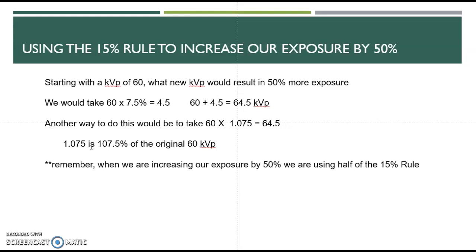Another way that you can do this is to take 60 times 1.075, and it would automatically come up with the 64.5. Whichever way is easiest for you to understand and do, please do it the way you're more comfortable. Again, remember, when we are increasing our exposure by 50%, we are only using half of the 15% rule.